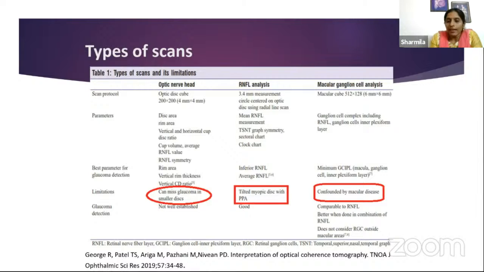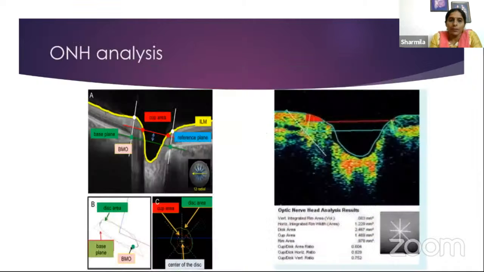Secondly, if you're going to do a macular ganglion cell analysis, you have to make sure that there is no macular pathology before you do it. So you can choose a program according to the basic pathology the patient has or the basic requirement of the patient. So first is the optic nerve head analysis.